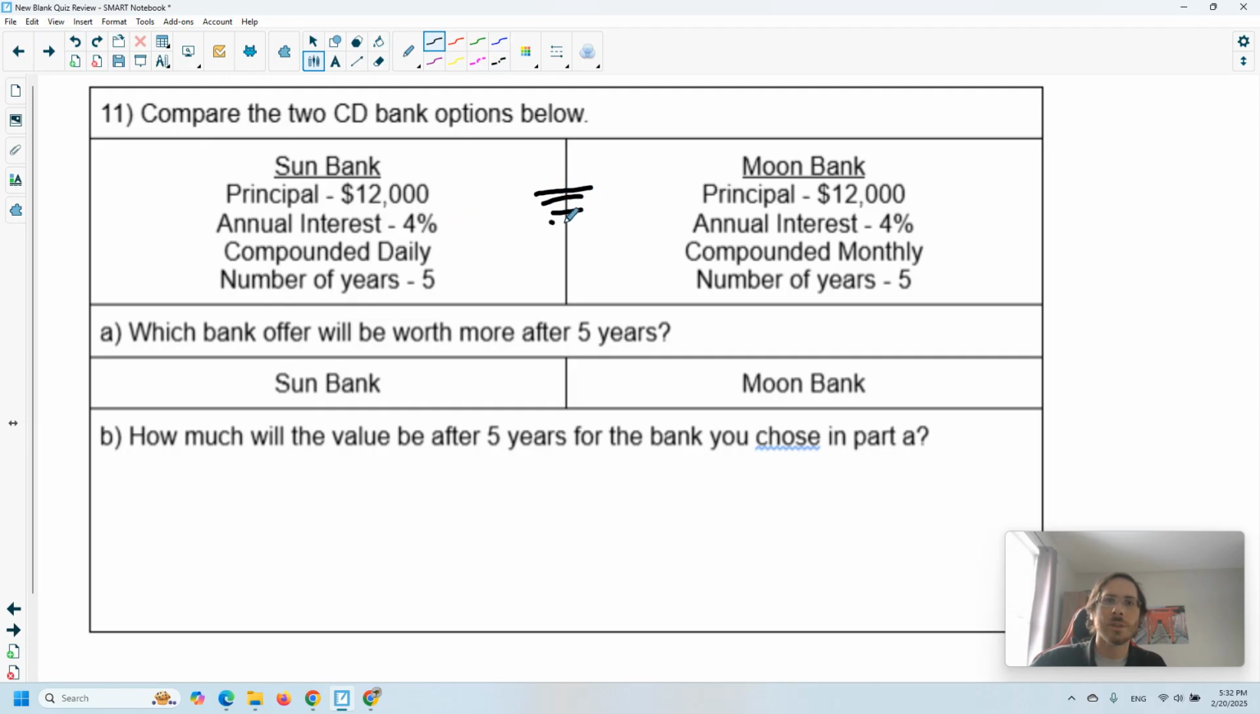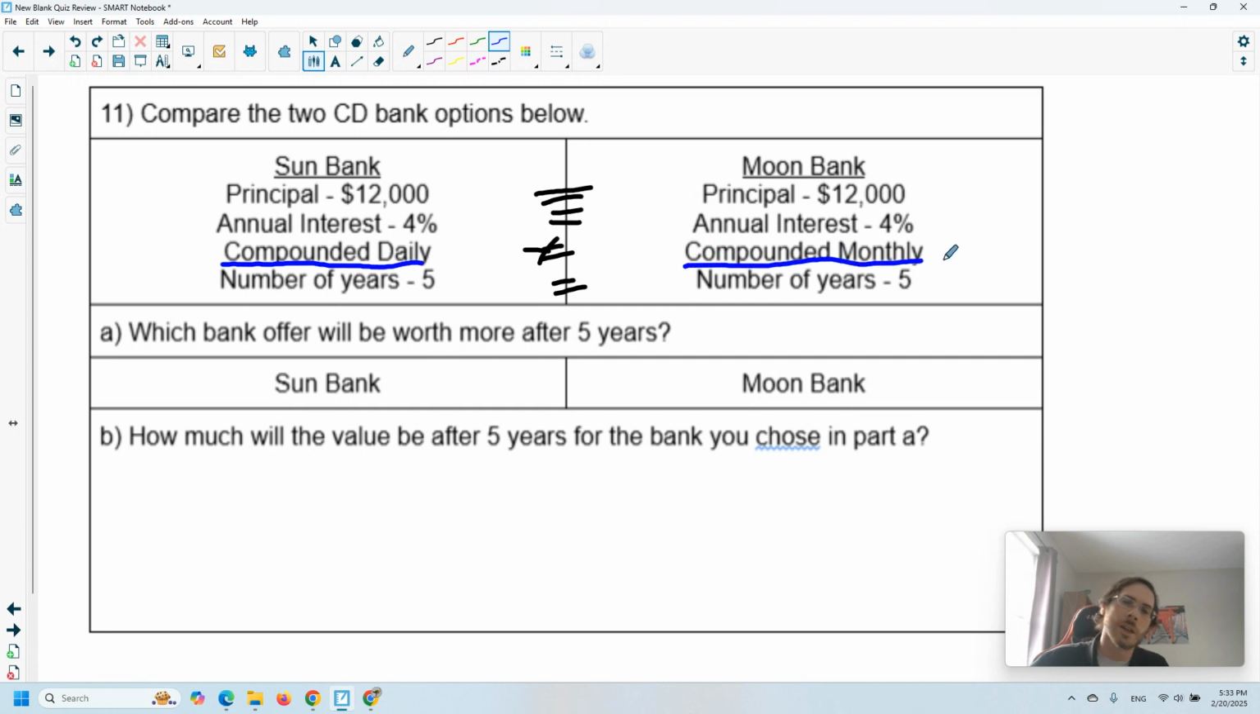The annual interest is the same. The compounding is different, so those are not the same, but the number of years is the same. So for part A, which one's worth more after 5 years? We're just looking at our compounding, and we have to remember which compounding makes us more money.